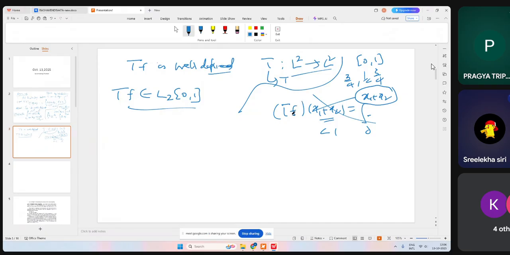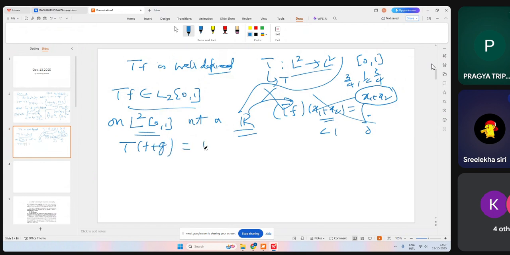Second thing is, you have to verify this T as a linear map on L2, not on R. You are verifying it on R. That is not what is asked for. You are asked to show it is linear on L2. What does it mean to be linear on L2? Take T of f plus g, show that it is Tf plus Tg. That is how you should write the answer, right?